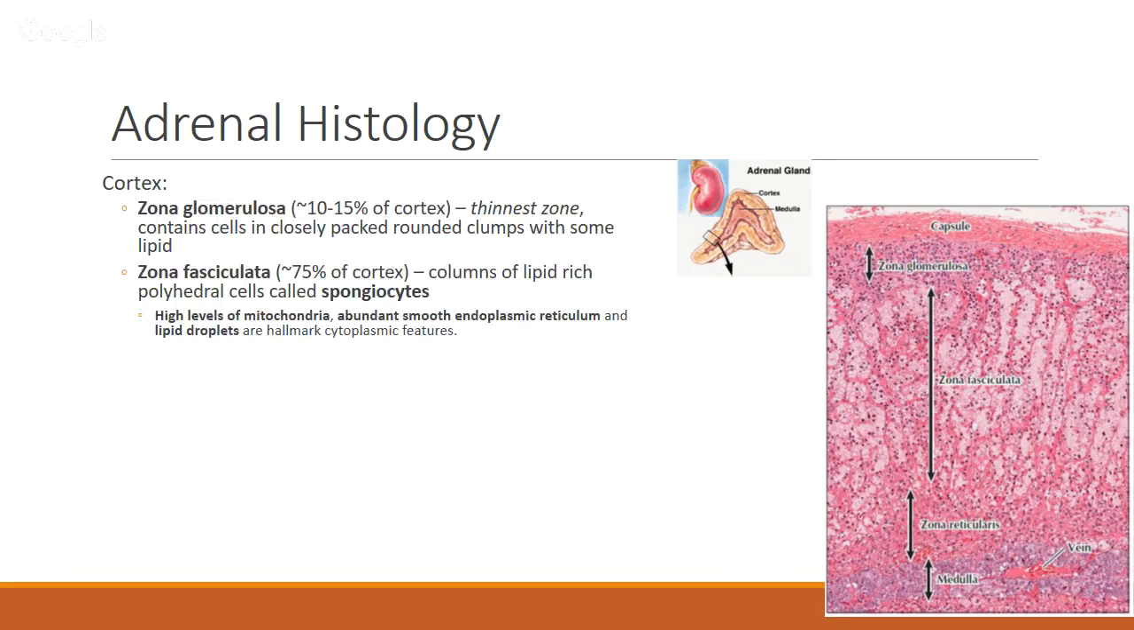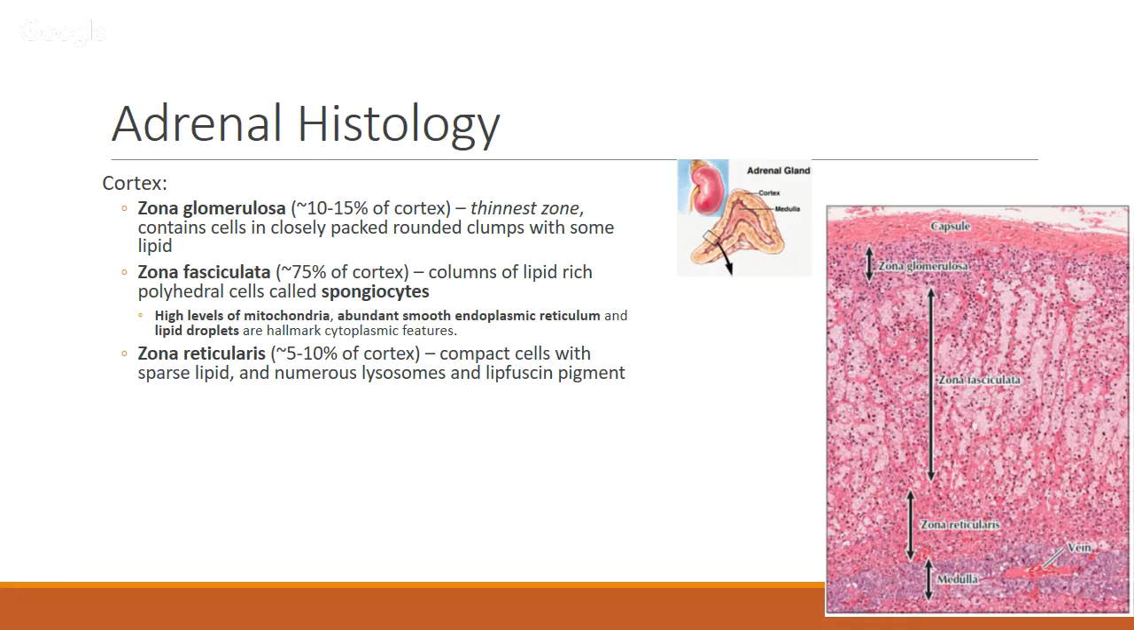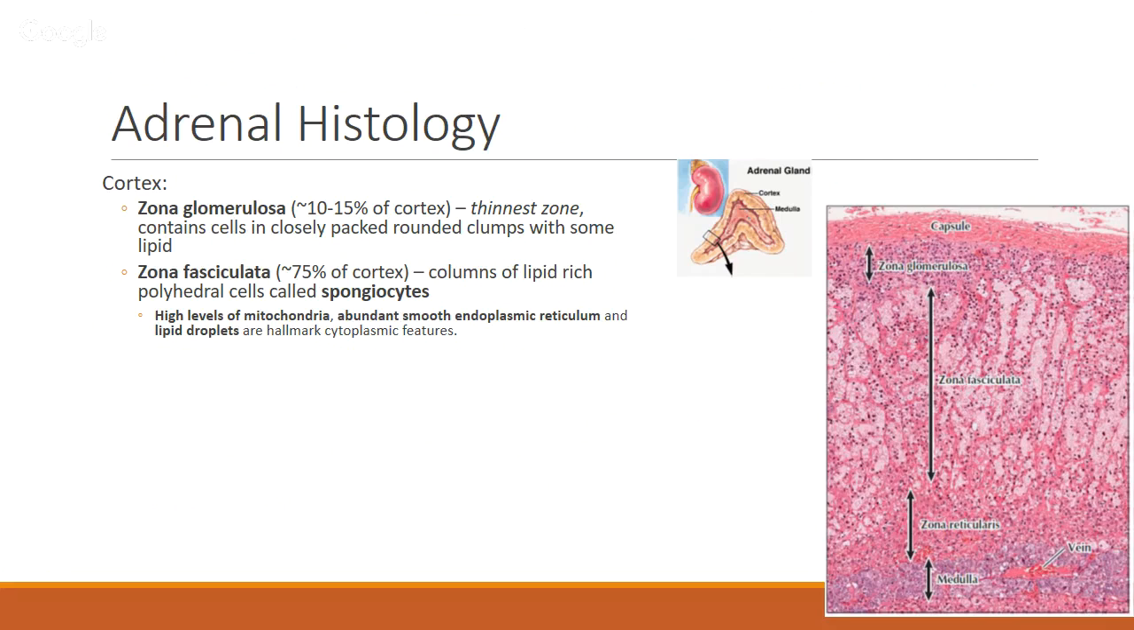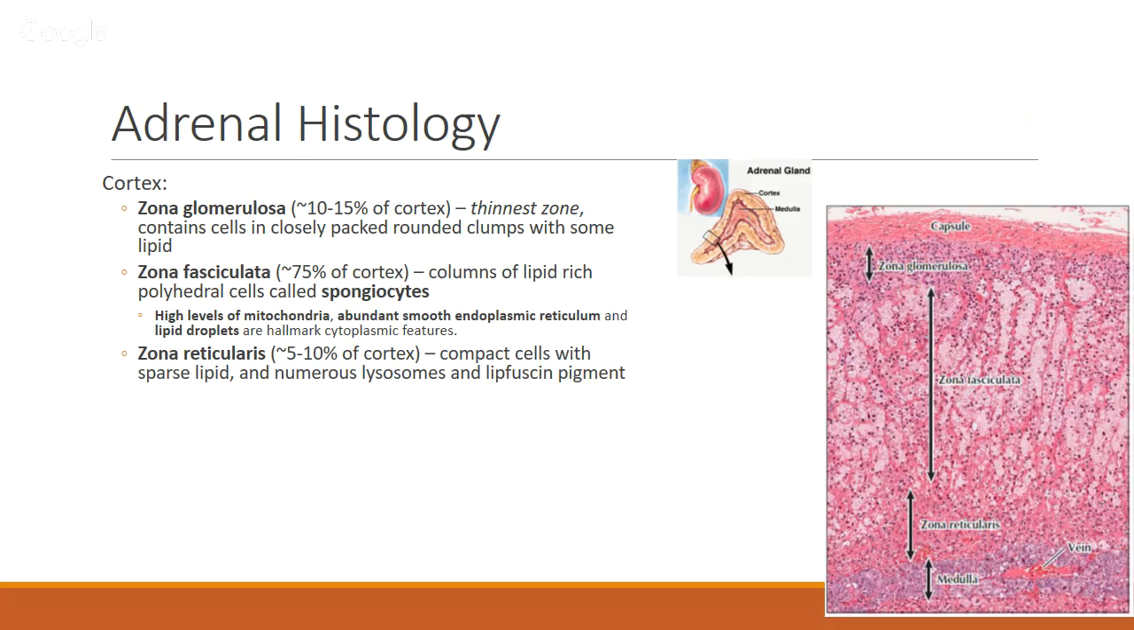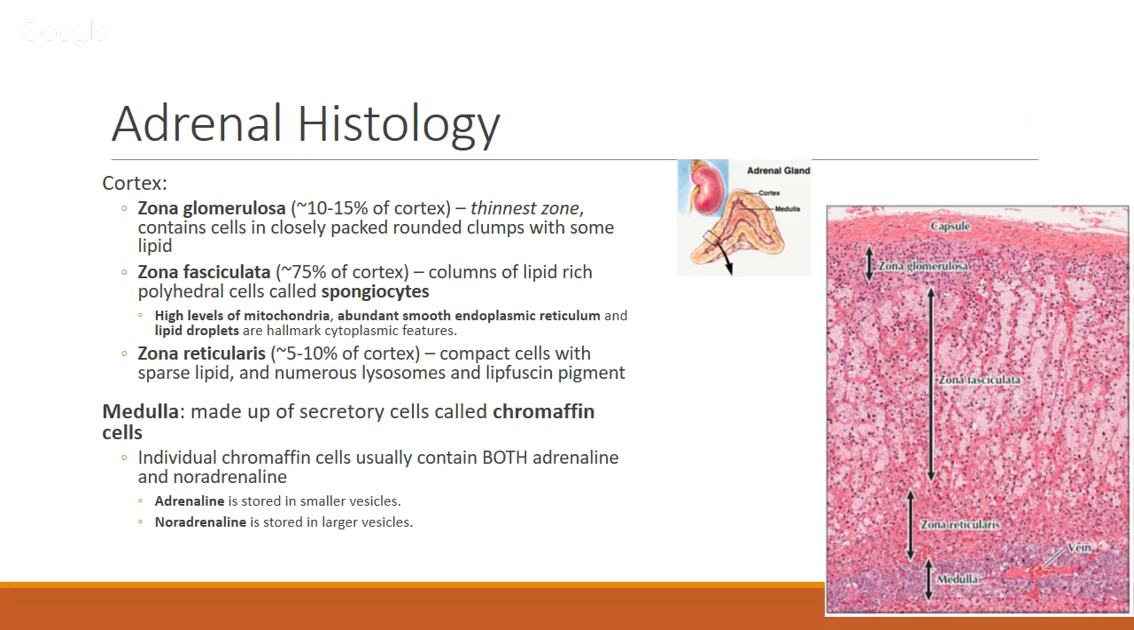Okay. So there's three components to the adrenal cortex: the zona glomerulosa, zona fasciculata, and zona reticularis. From a histology point of view, the only thing important is that zona fasciculata is the thickest part of the cortex. You guys can't see my mouse, but if you look at the diagram, you can see that zona fasciculata is the thickest layer, right? And it contains spongiocytes. That's about all you need to know from a histology point of view.